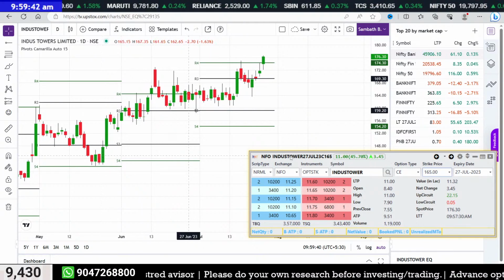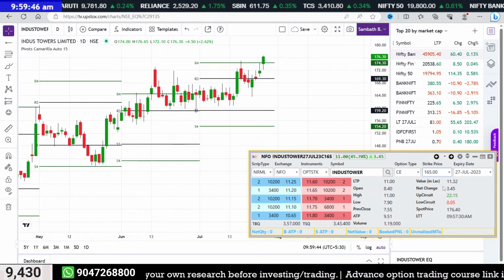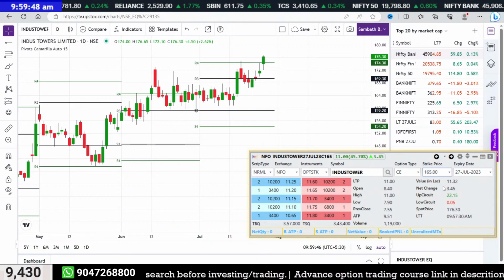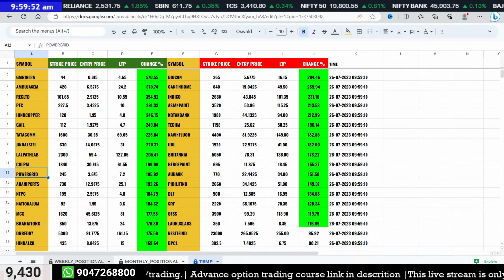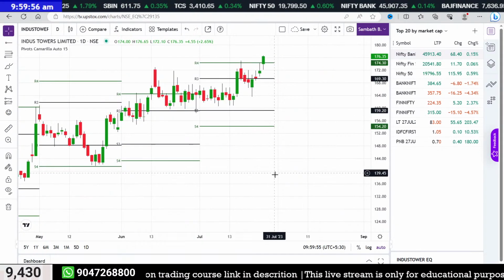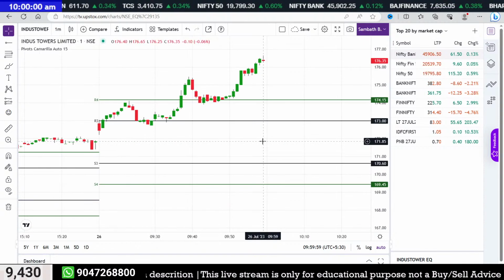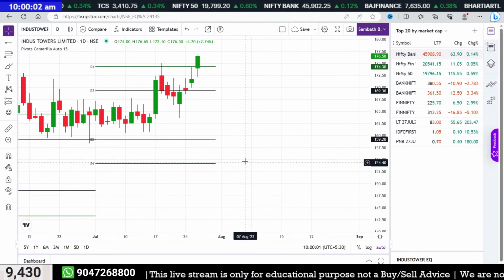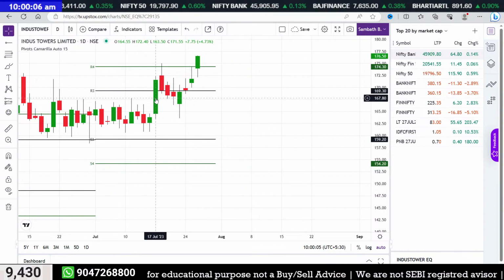I think this week we tried this one at 4 rupees, and that was giving you such a good opportunity. And now it is almost 11 rupees. I think we found this in this scanner because it gave you the breakout on the daily time frame. We are discussing the daily chart. This gave you such a big breakout at this point, at 168.